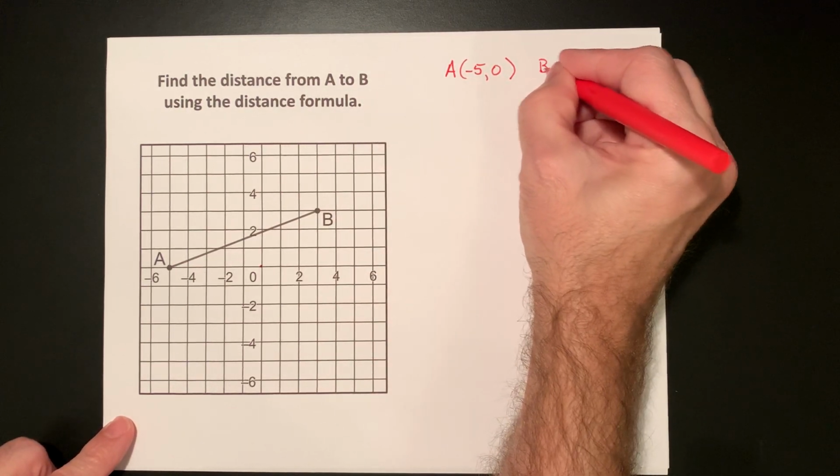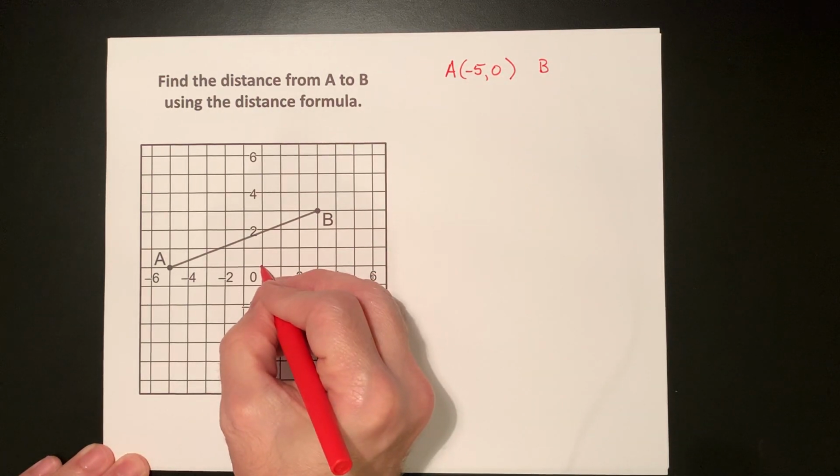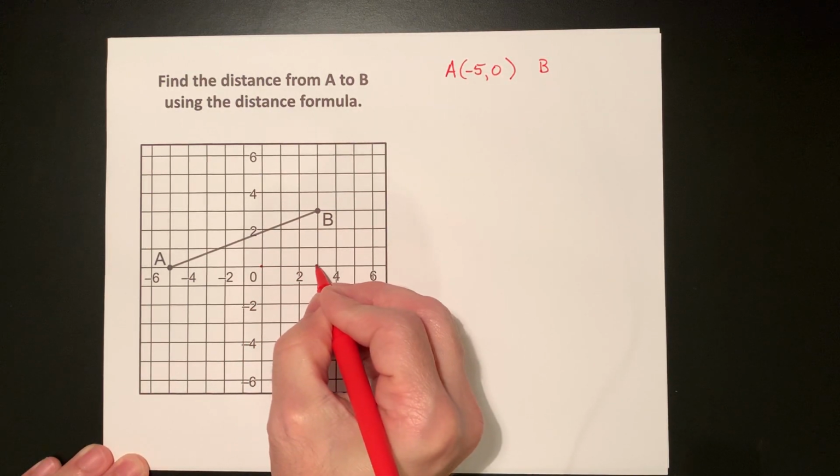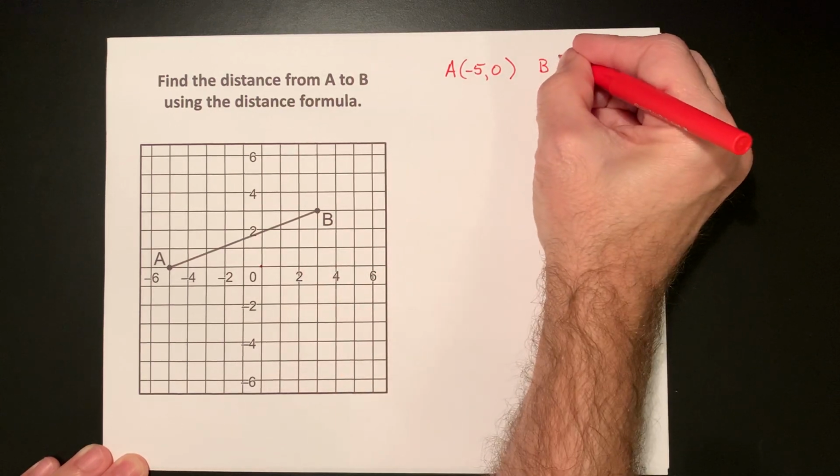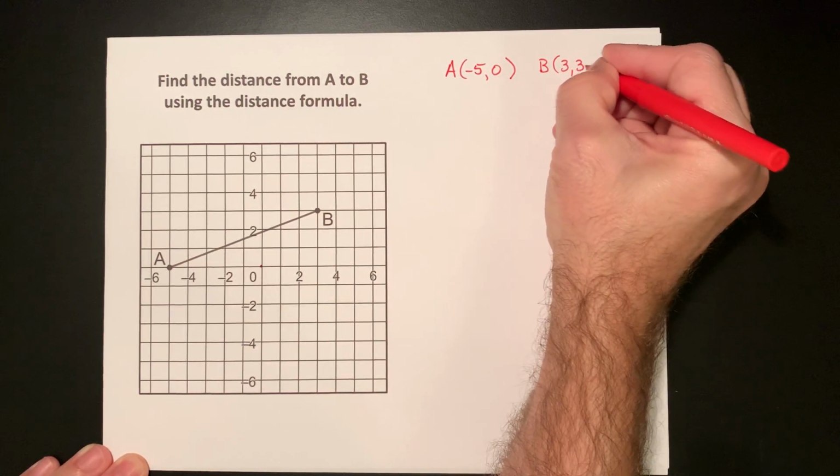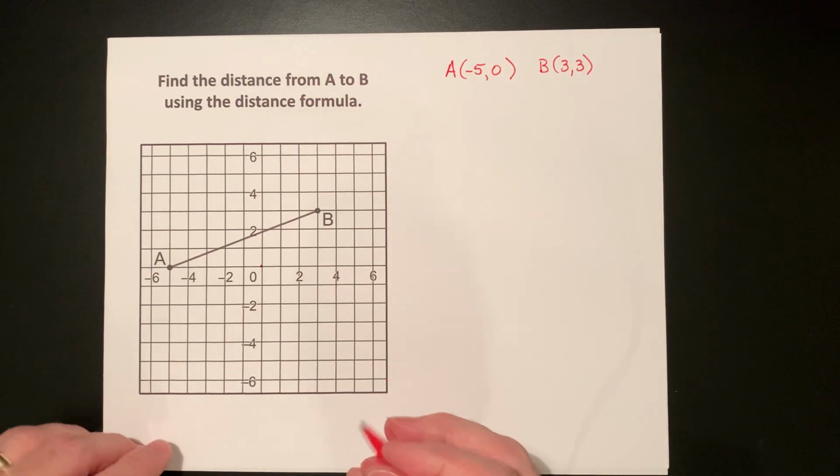Point B, if this is our origin, we have gone to the right 3 and we've gone up 3. So its x coordinate is 3 and its y coordinate is also 3.